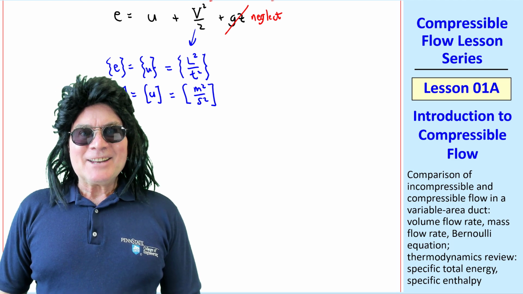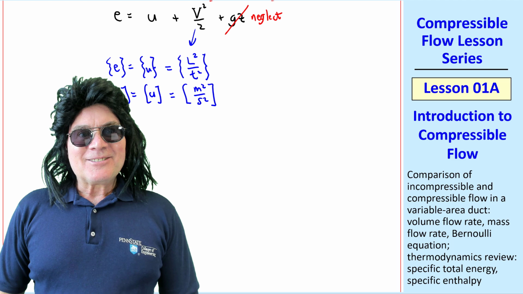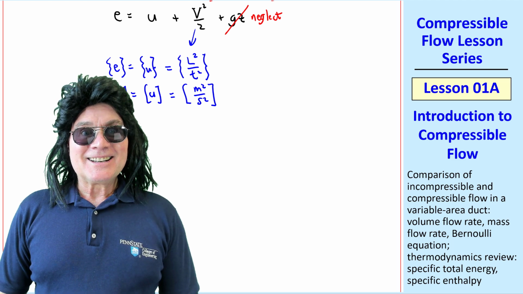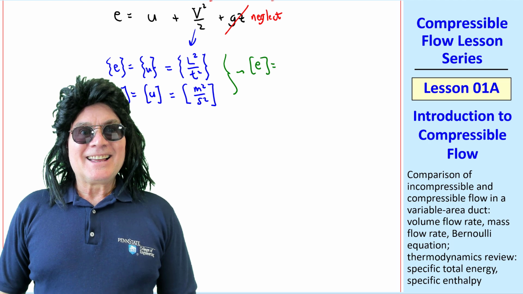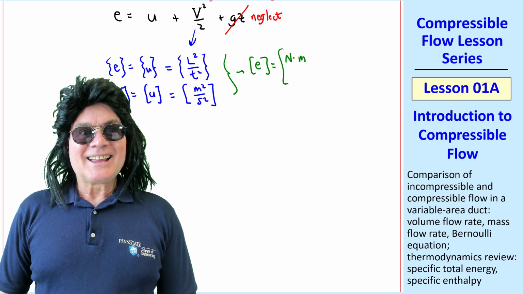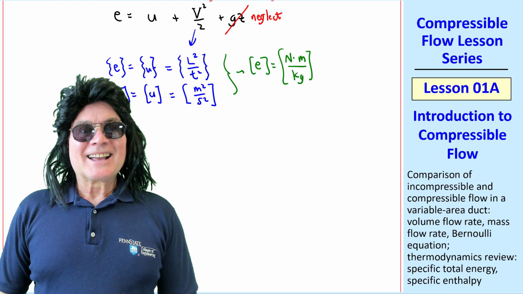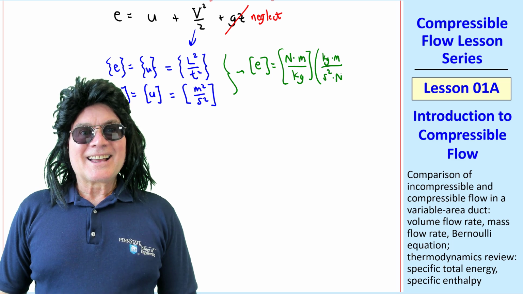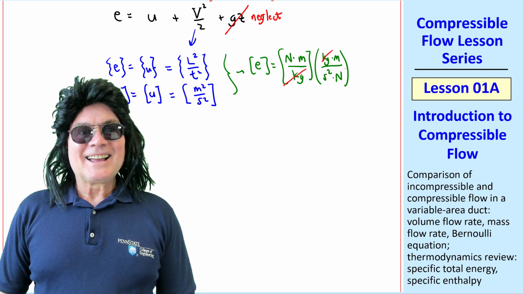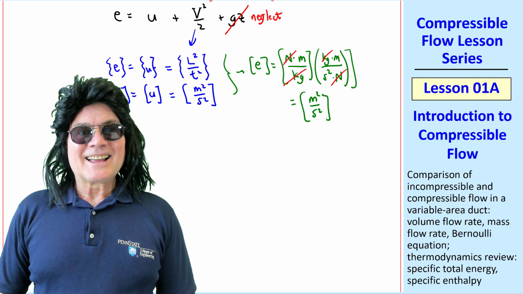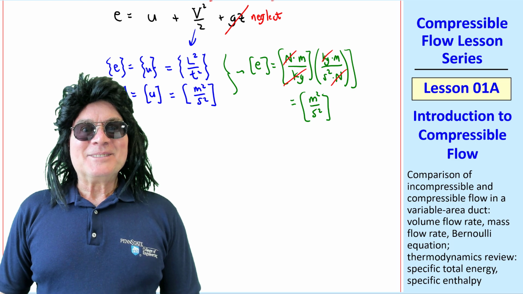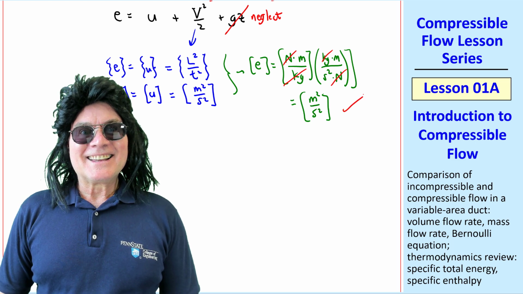Dude, how do you get meters squared per second squared from e or u? Good question, Joe. I'll work on it on the side here. The units of e are Newton meters, the units of work or energy, divided by mass, kilogram, and I'll use a unity conversion factor. A kilogram meter per second squared is a Newton, and you can see that the kilograms and the newtons cross out, and we're left with meters squared per second squared. Awesome, dude. Thanks. You're welcome, Joe.